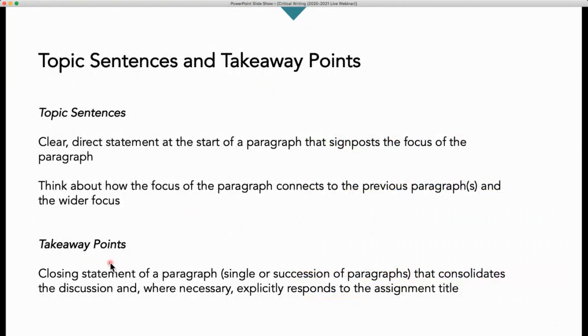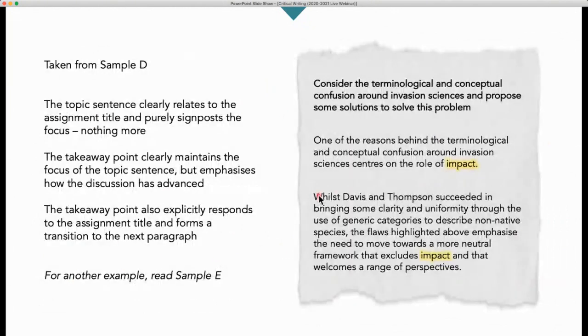The topic sentence signposts what's to come. The takeaway point signposts what's important. And that's why I call it a takeaway point, because it's what you want your reader to take away with them. Okay. Let's have a look at a quick example just to reinforce that.